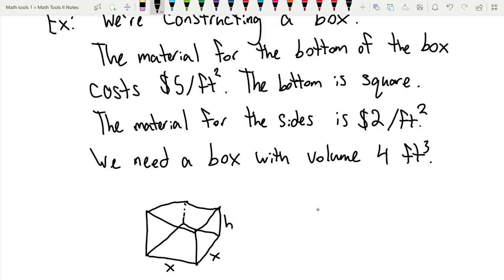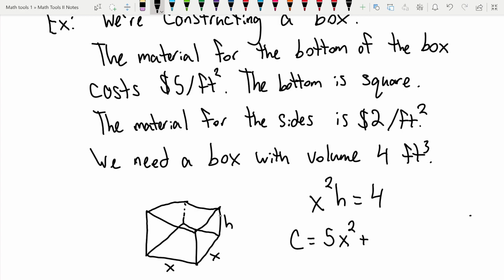Well, first of all, the volume is length times width times height. So x times x, which is x squared, times h, which is going to be 4. So we know that. And then we know that the cost is going to be $5 per square foot for the bottom. So the area of the bottom is x squared. So it's going to be 5 times the area, right? $5 times what the area is, which is x squared.